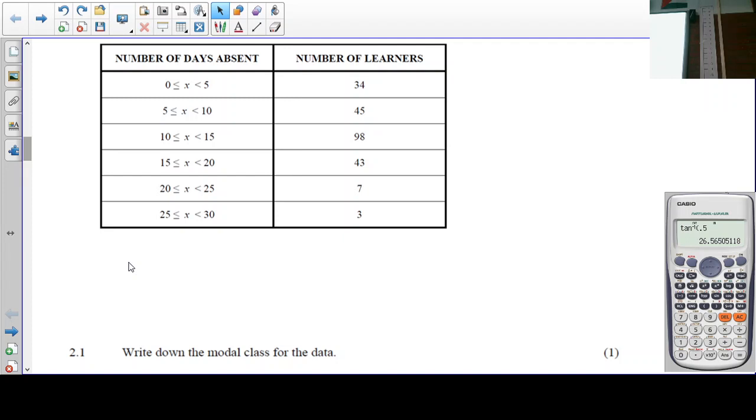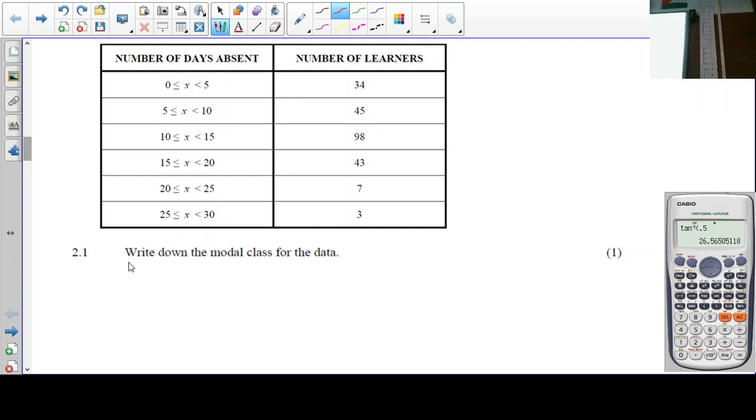Okay? The question says, write down the modal class for this data. So what is the modal class? The modal class, yes, the class that has the most in. So the modal class in this case that has the most in is from 10 to 15. So x is greater than or equal to 10 but less than 15.